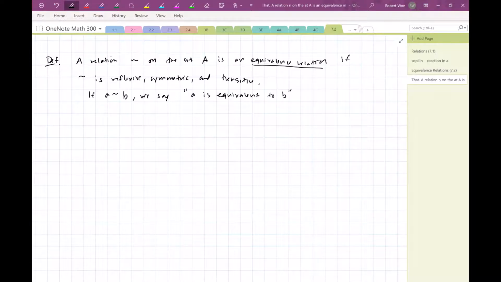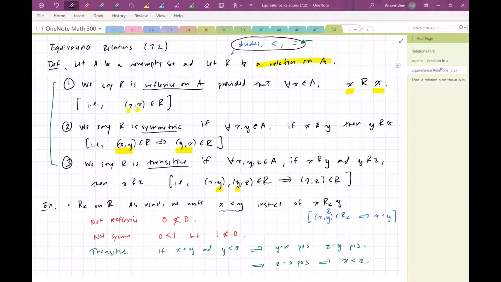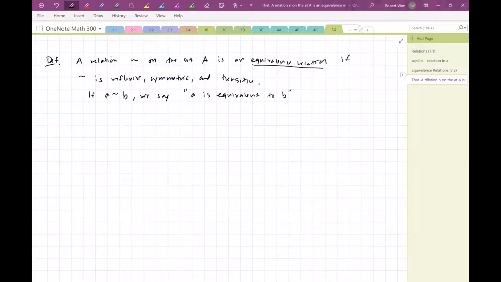Okay, so let me give some examples now of equivalence relations. By the way, so far the only equivalence relation that we've talked about in this lecture is equality, because less than was not an equivalence relation. It wasn't reflexive or symmetric. And when you do divides, you'll realize that divides is not an equivalence relation either, because it fails some of these. But let me give you some examples that are not even on sets of numbers.